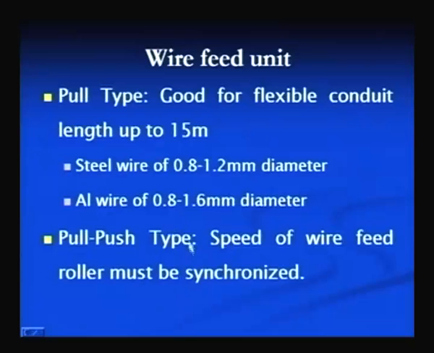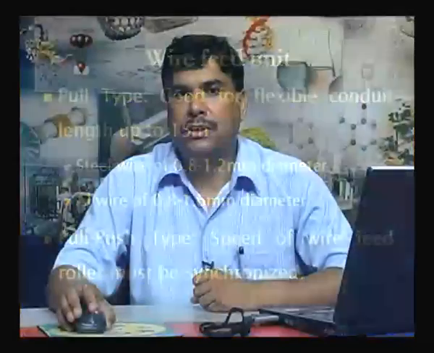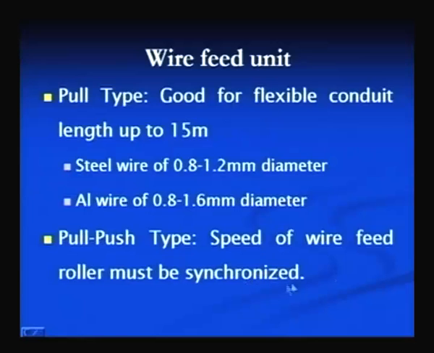Here, the third type of wire feed unit is one in which pushing is done from one end and pulling is done from the other end for smooth and uniform feeding of the electrode, particularly when the electrode wires are of very small diameter and poor strength. But here, one thing has to be taken care of properly: the synchronized speed of both the pull and push type arrangements.